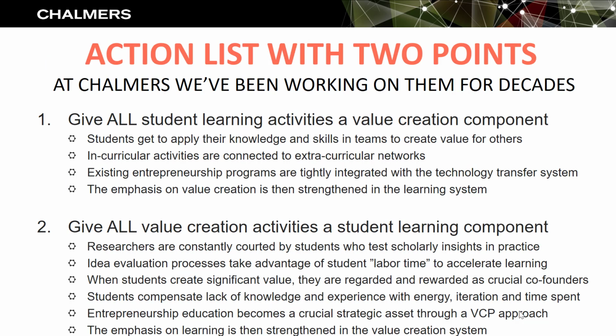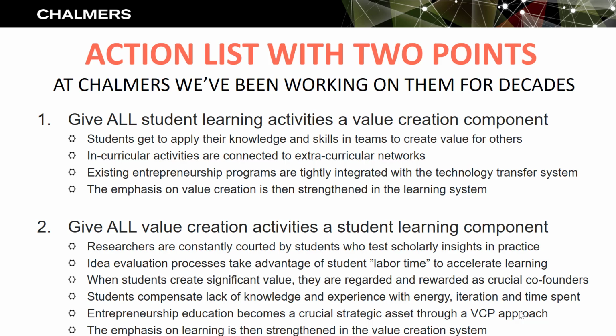So this leaves us with an action list with only 2 points. But we have been working on these 2 points for decades at Chalmers. The first point is to give all student learning activities a value creation component. Let students apply their knowledge and skills in teams to create value for others, in-curricularly. Make sure that in-curricular activities are connected to extracurricular networks. Make sure existing entrepreneurship programs are tightly integrated with your technology transfer system at the university. This is very tricky. And then the emphasis on value creation will be strengthened in the learning system.